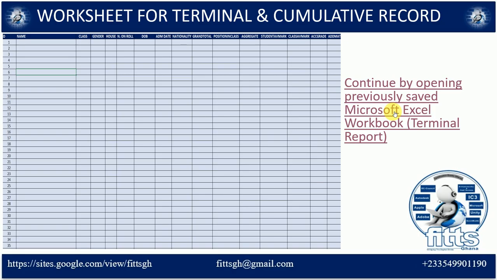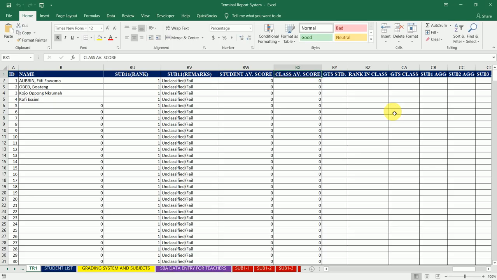So let's see if you can open your previously saved Excel workbook. Mine will open in just a few seconds, then we will continue from there. In our previous lesson, we started the cumulative record, and in my attempt to complete it, it started raining, so I needed to pause the video. Fortunately for me today, the rain isn't in yet, so we will continue with this.